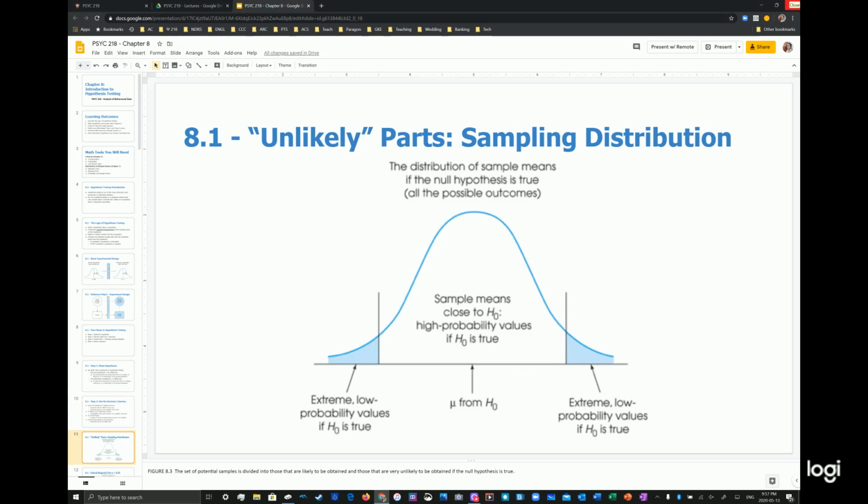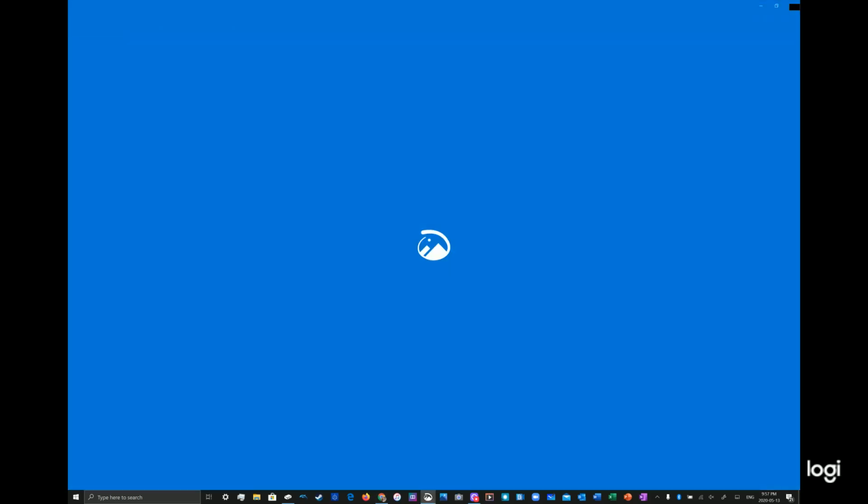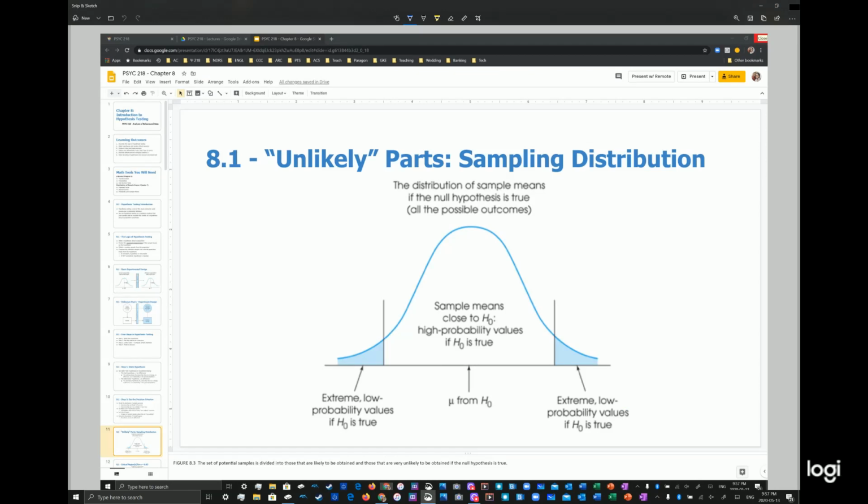So here's a picture that describes this. I just drew one in the previous slide, but here's one in the full slide. Here again, this is your sampling distribution.